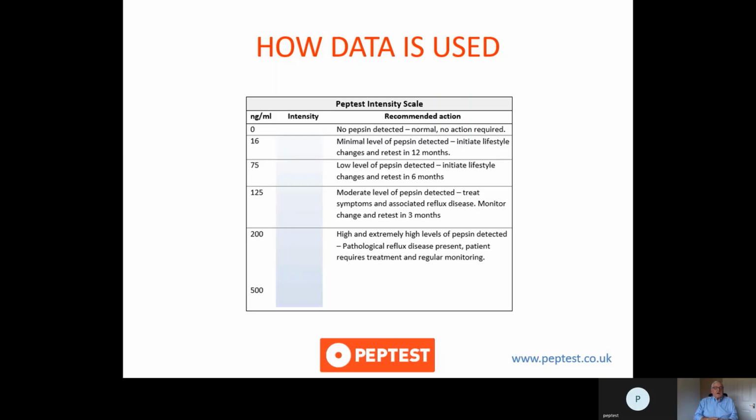Now, if you do have a high level, and high levels can be anything between 200 and 500 nanograms per mil, this is pathological reflux and certainly needs treatment. And we recommend various treatments and obviously lifestyle changes and dietary changes. And we would recommend that patients are then regularly monitored, which you can do with PEPTEST, because you can treat patients for maybe 4 weeks or 8 weeks and then retest and see if that treatment has actually lowered the amount of pepsin in the sample.